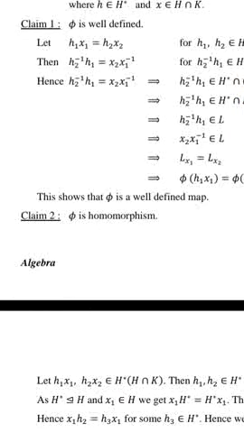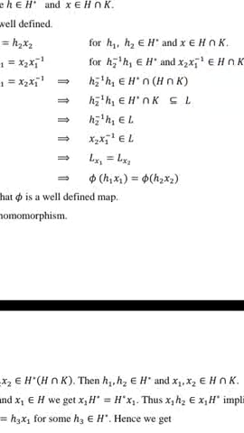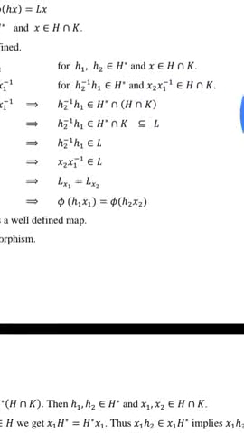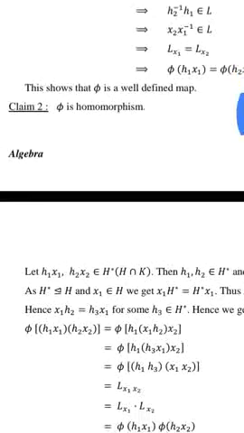Therefore h2 inverse h1 belongs to H star intersection H intersection K, and this shows that h2 inverse h1 belongs to L, that is H star intersection K into K star intersection H, and x1 x2 inverse belongs to L. Therefore Lx1 is equal to Lx2. Therefore pi of h1 x1 is equal to pi of h2 x2. Therefore this shows that pi is a well defined mapping.